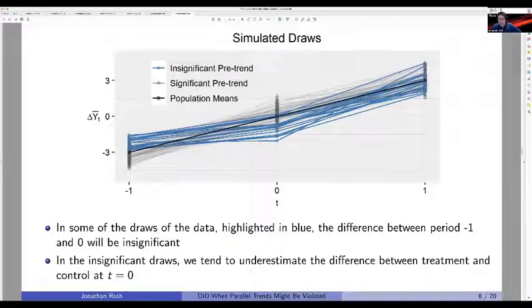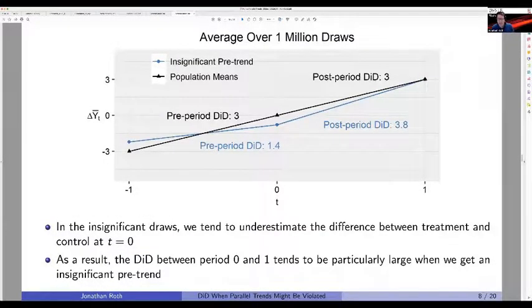But our post-treatment difference in differences estimate is the slope between period 0 and period 1. So you see, by kind of a mean reversion effect, since these blue dots are too low in the pre-treatment period, this slope tends to be very steep for these blue lines in the post-treatment period. It's easiest to see, I think, if I average this over 1 million draws. If I average over 1 million draws and I don't condition on the analysis in the pre-treatment period, everything just looks like a line, right? So the treatment group is just increasing linearly relative to the control group.